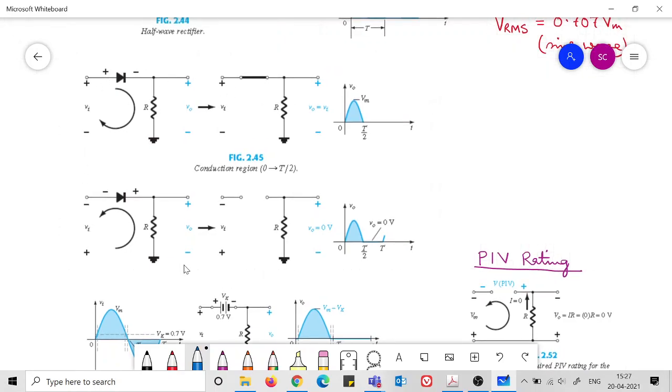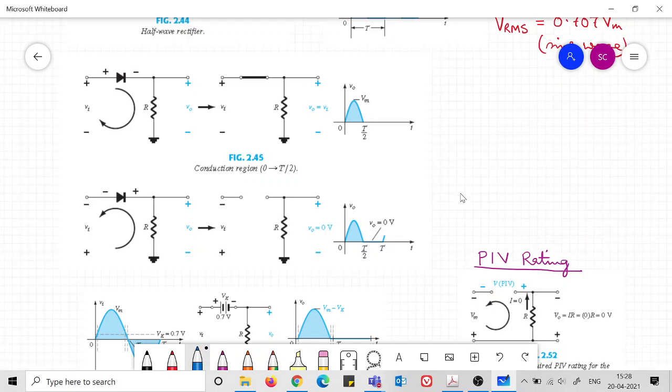Now what this picture is saying, this figure 2.45, is from Boylestad actually. It has analyzed the positive half cycle and the negative half cycle in two different pictures. In the positive half cycle, as you can see, the diode can be considered short, so V0 is Vi, and in the negative half cycle it is open. There is no current here, so V0 is 0. This is what I already described, and it has elaborated it in two different pictures.